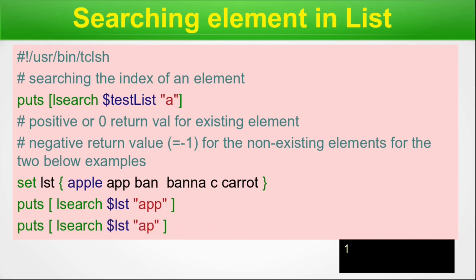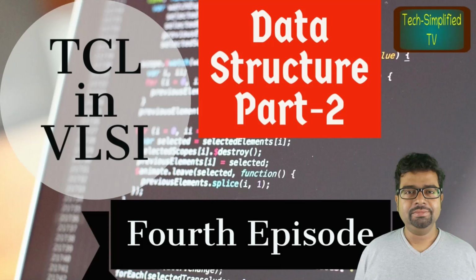And if we lsearch for AP by looking at this particular list LST, is there any AP element? No. The output comes as -1. So a positive or 0 value confirms that the particular element exists in the list, and a negative value says it doesn't exist in the list. So this is searching inside a list. So we are done with this section. Let's move on to the next one.